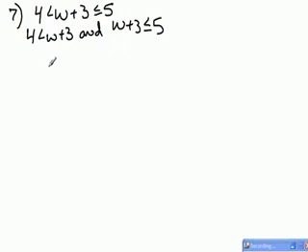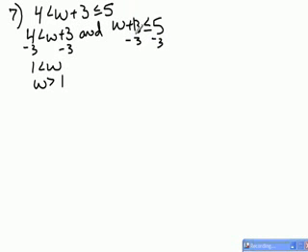Alright, and then I need W by itself, so how would I normally do that? You should know to subtract 3 from both sides. You get 1 is less than W. Rewrite it so W is on the left. Over here, same thing. Subtract 3. W is less than or equal to 2. So now these are the statements that I'm going to have to graph.